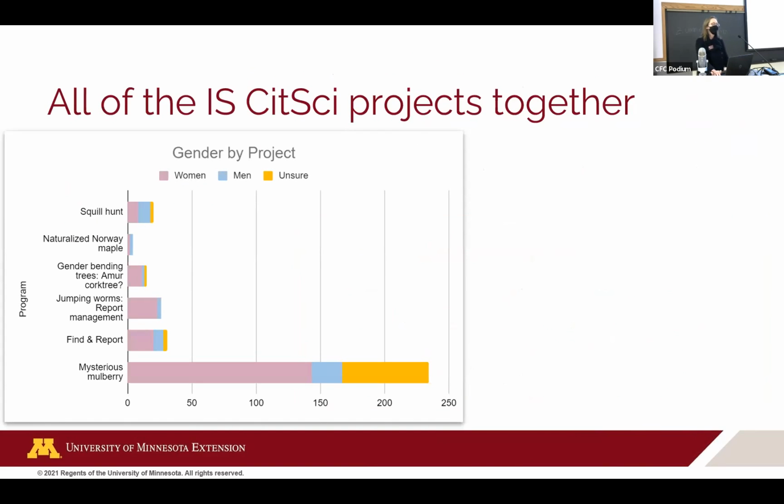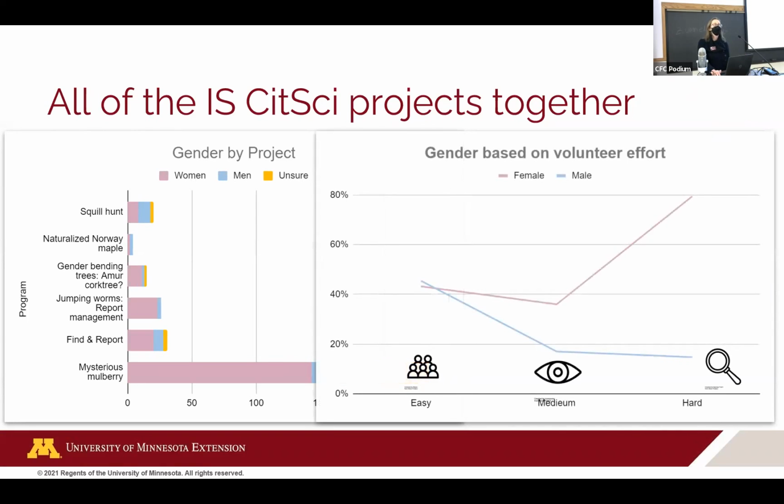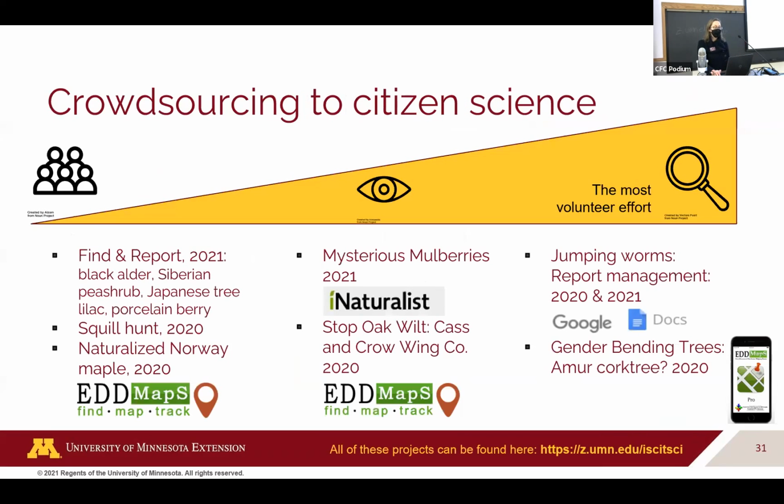Almost done, I promise. So looking at all these projects together, there's some interesting data. Red is women, blue is men. The yellow is unsure based on first names in their profiles. This is the most interesting part. There is a gigantic difference in gender when you look at how hard the project is. So the harder it is, the way more women are doing the work. So that's what I got there.